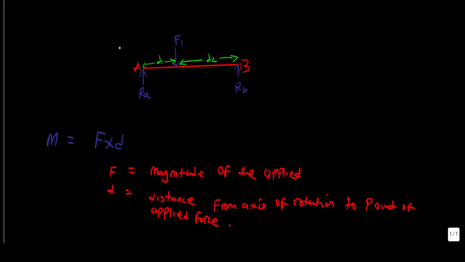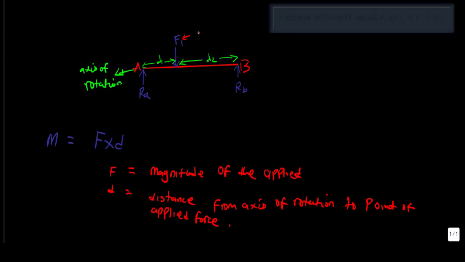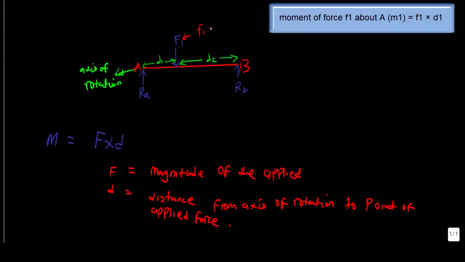let's say we have a simply supported beam, which is what we have here. And if you don't know what a simply supported beam is, I recommend you go back to my previous presentation where you can learn to distinguish between the different types of beams. Now let's assume A is our axis of rotation. The twisting effect of force F1, this force here, on the beam is F1 times D1.